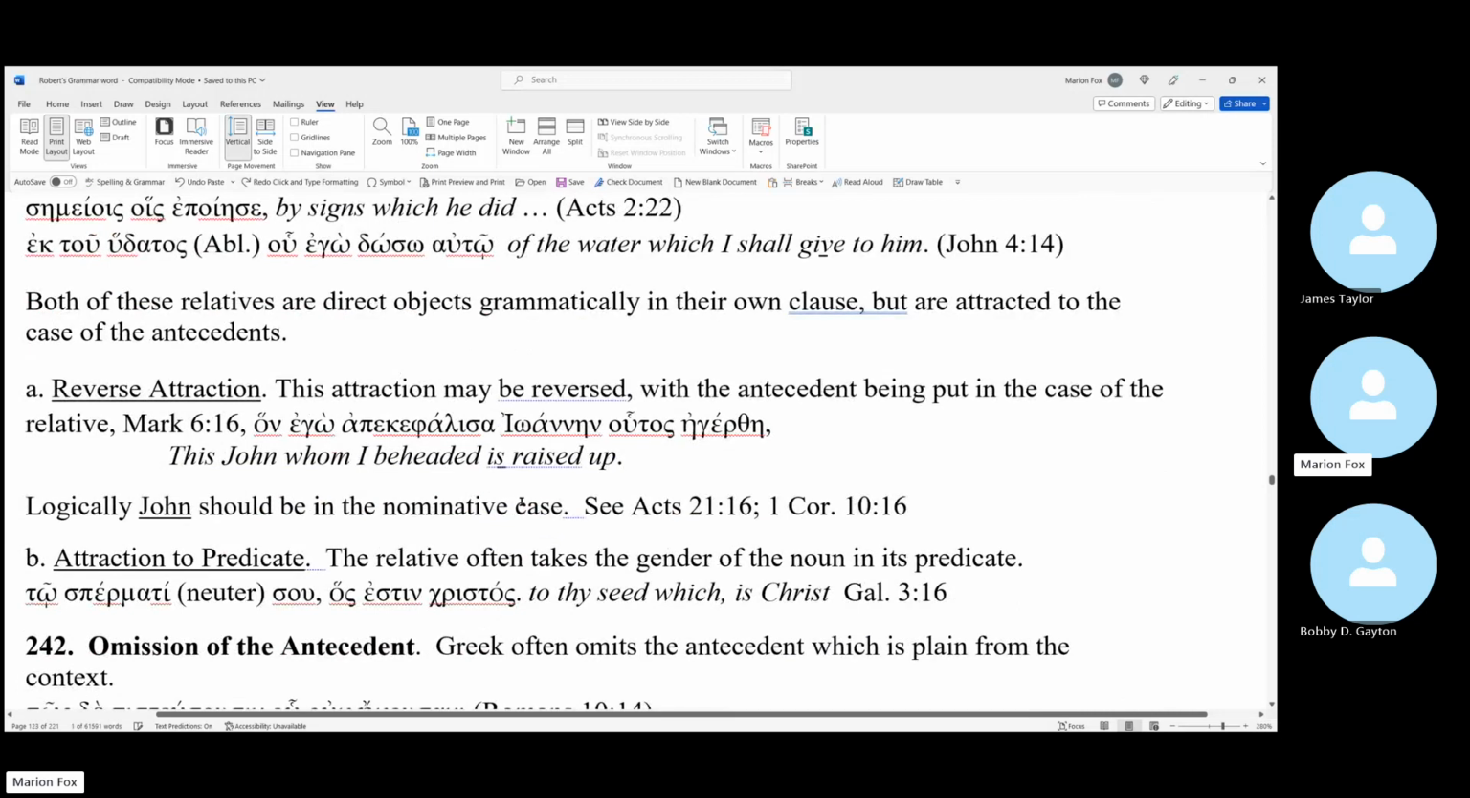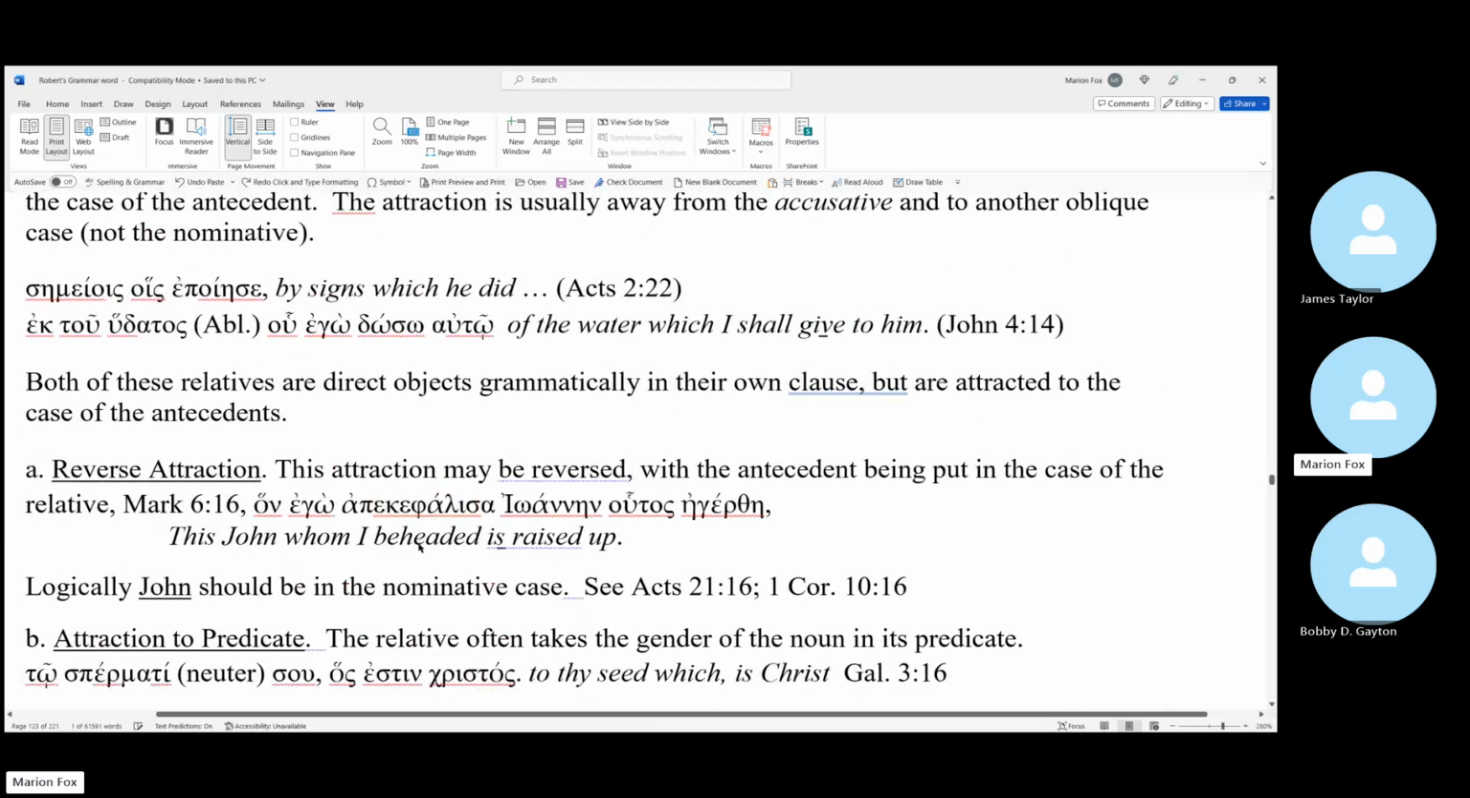I think he was found guilty. That's right out of Scripture, Mark 6:16. I would hate to be in his shoes on the day of judgment. He's in a bad way right now, what he did to John. Logically, John should be in the nominative case, but it's in the accusative case. Drop the nu off, and I think you'll have John in the nominative case. Right? So that's another exception.